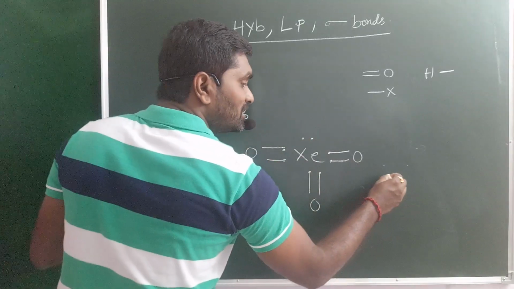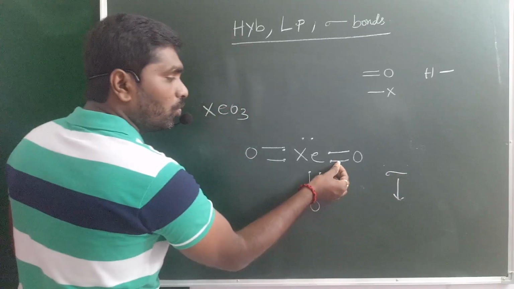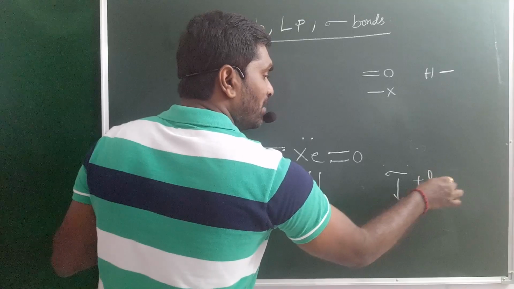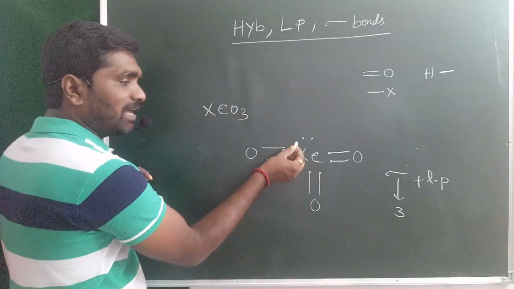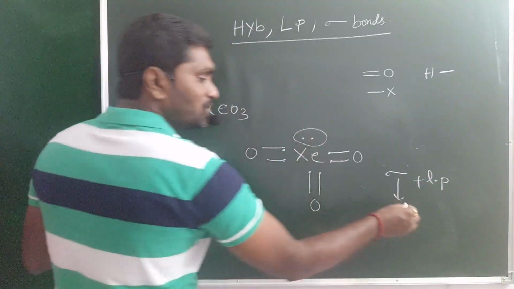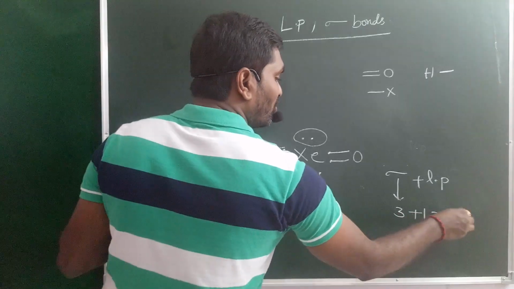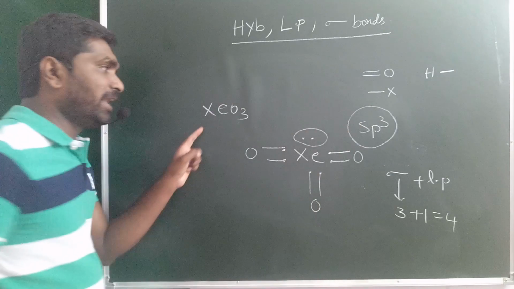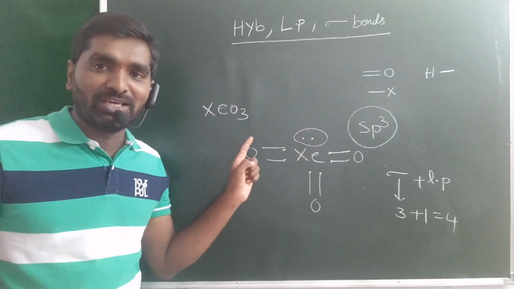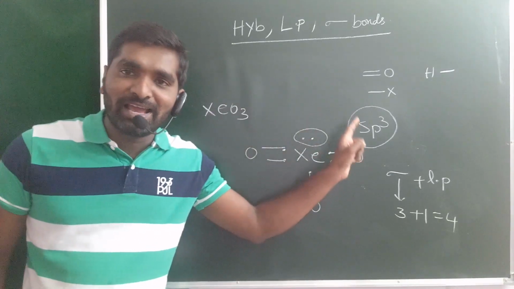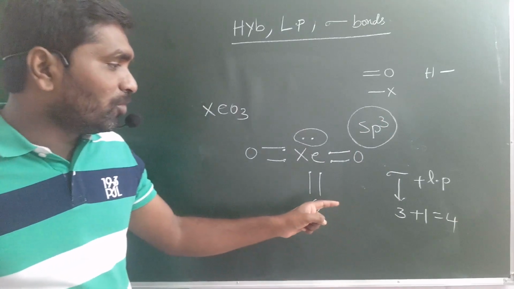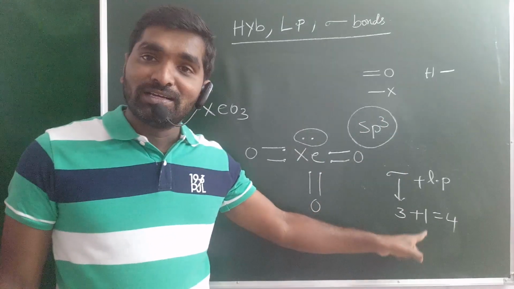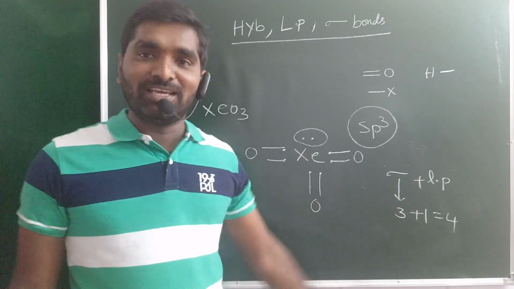So the number of sigma bonds is 1, 2, 3. 3 sigma bonds plus the number of lone pairs present on the central atom, 1. So 3 plus 1 is 4. 4 may be written like this: sp3. What is the hybridization in XeO3? It is sp3 hybridization. The number of lone pairs is 1. The number of sigma bonds is 3.